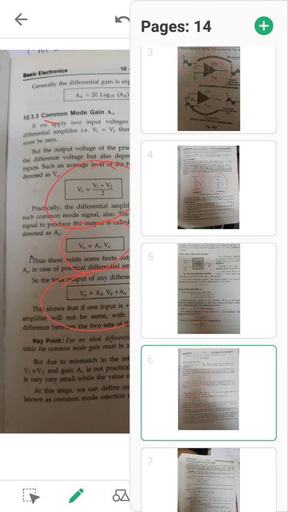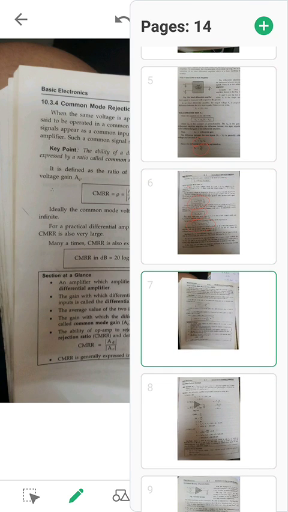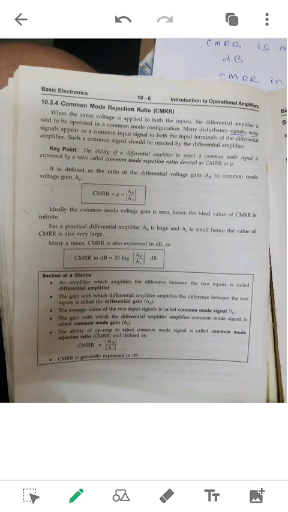One more parameter is called CMRR, the common mode rejection ratio. So what is the CMRR? Due to the mismatch in the circuit, even though V1 is equal to V2, AC is not equal to 0, because the common mode gain AC is very small compared to the differential gain AD.